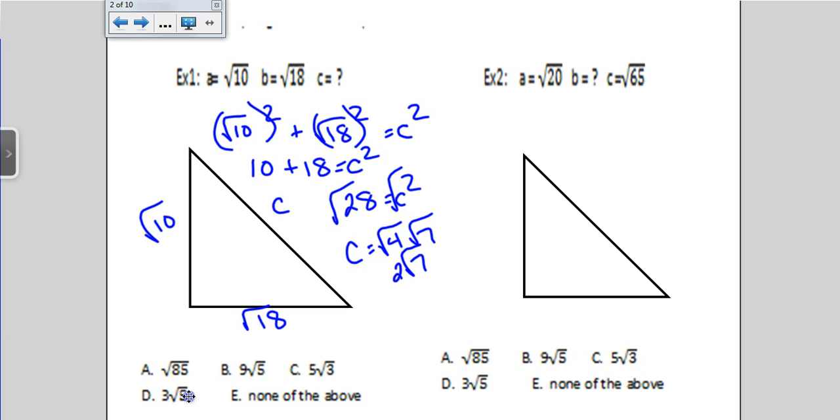These answers don't match this, so I think I copied the wrong answers. Sorry about that. So go down and find the answers that are supposed to match, and the answer should be 2 square roots of 7.